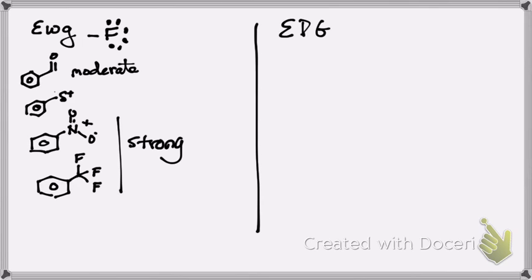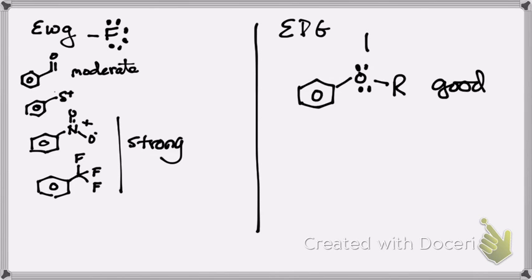Anything with a lone pair on it. Okay. Good ones are, so benzene. Oops, didn't like my finger. So that's a good, or what they would say moderate. Weak activators would be things like just straight alkyl groups. Okay.